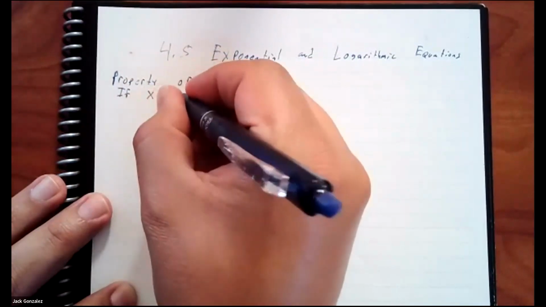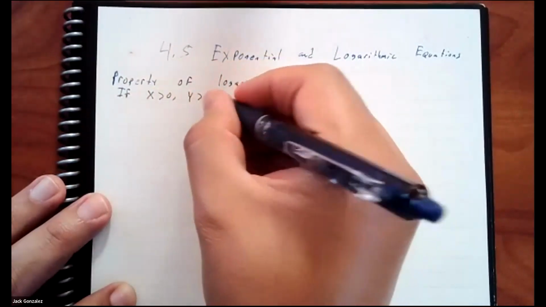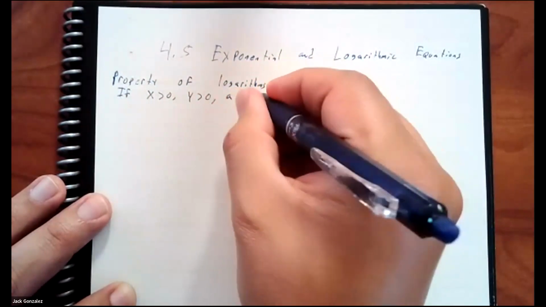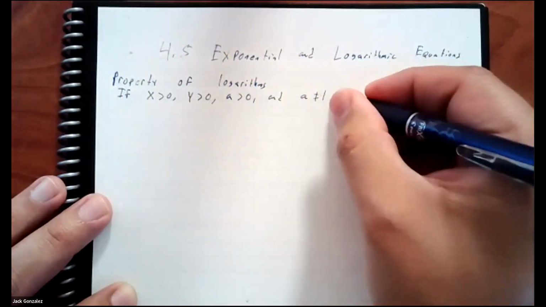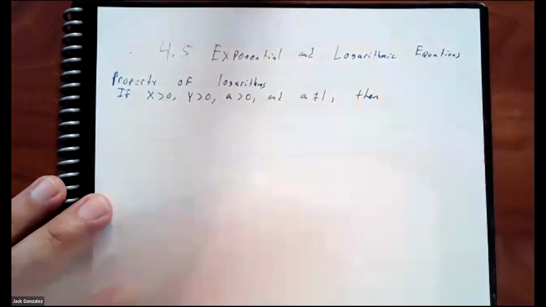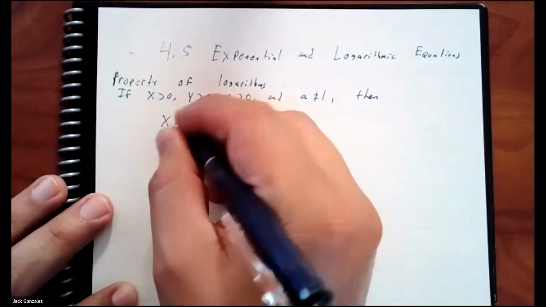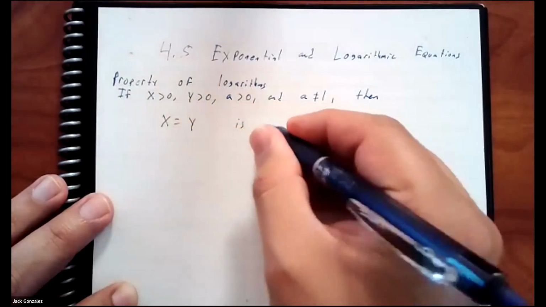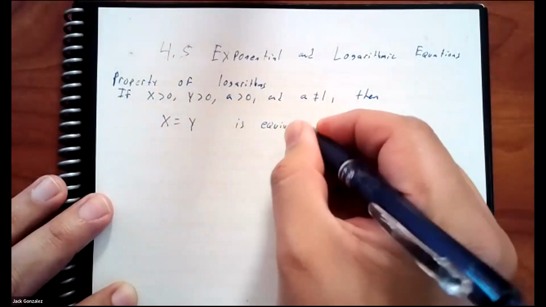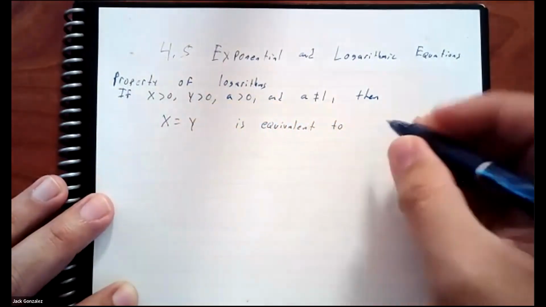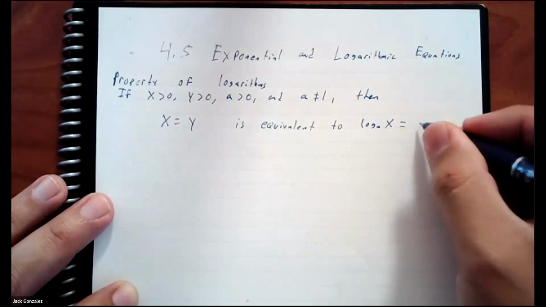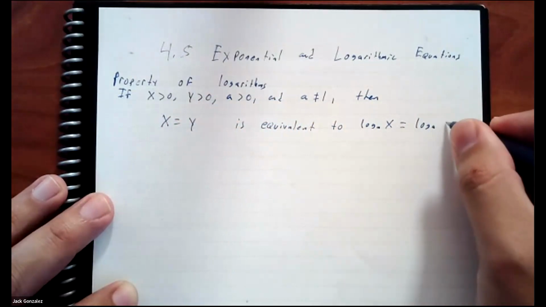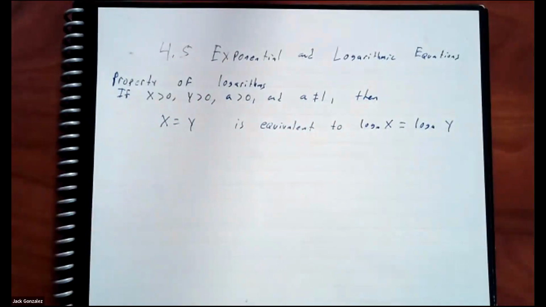So if x is greater than 0, y is greater than 0, a is greater than 0, and a is not equal to 1, then the following is true. x is equal to y is equivalent to log base a of x equal to log base a of y. So you can go back and forth.